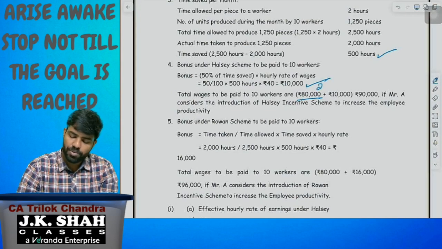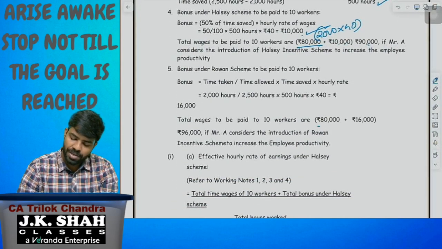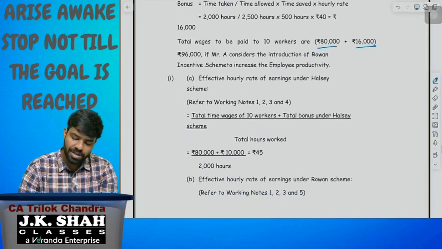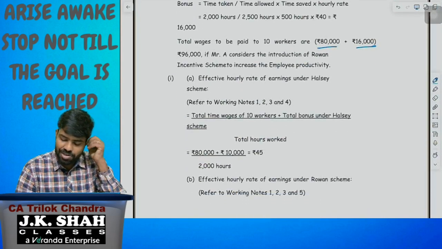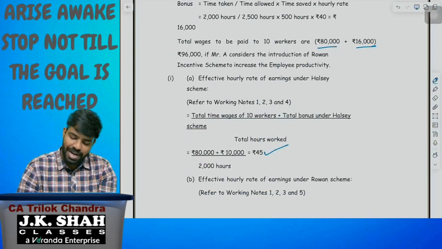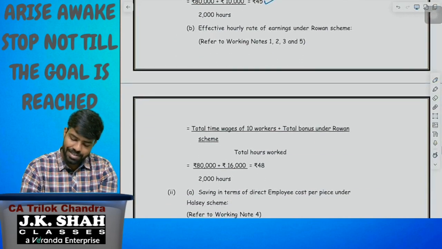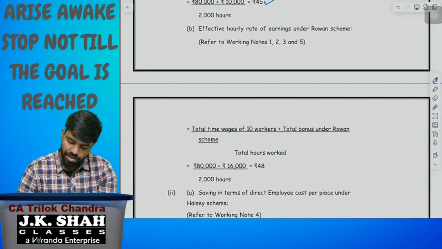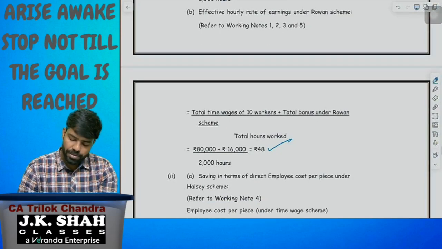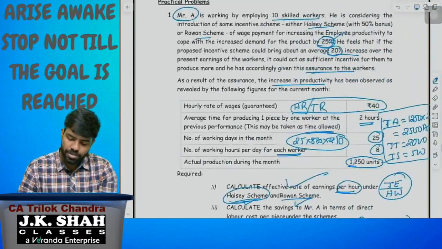So total earnings: hours worked 2,000, hourly rate 40, that is 80,000. Plus bonus 10,000 is 90,000. Hourly rate is 90,000 divided by 2,000. Bonus under Rowan scheme: 80,000 plus 16,000 is 96,000. When it comes to Rowan scheme, 96,000 divided by 2,000 is 48. So that is the first requirement.